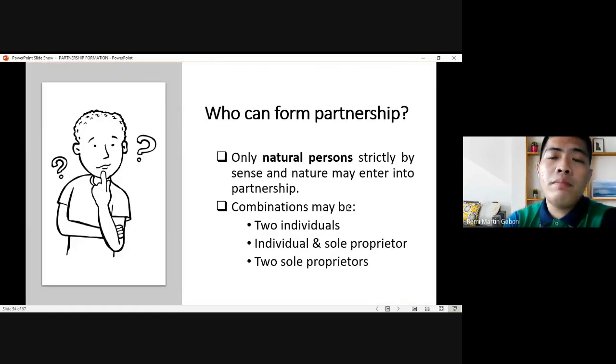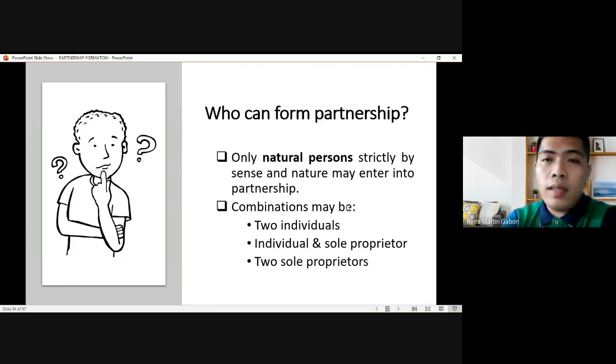So who can form partnership? That's the question. Who can form partnership? Okay, so only natural persons, strictly by sense and nature, may enter into partnership. What does it mean? Natural na person, ikaw. Ako, ikaw, sila, tayo, tayo na lang. Mali. Mali pala, sorry. Natural persons, natural na tao.